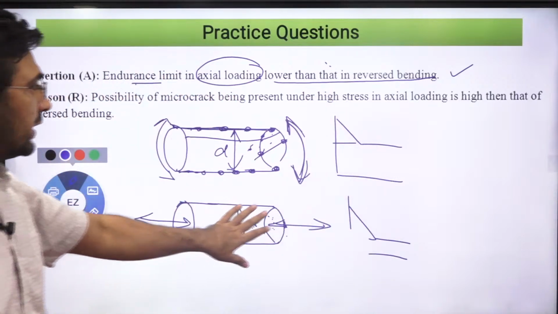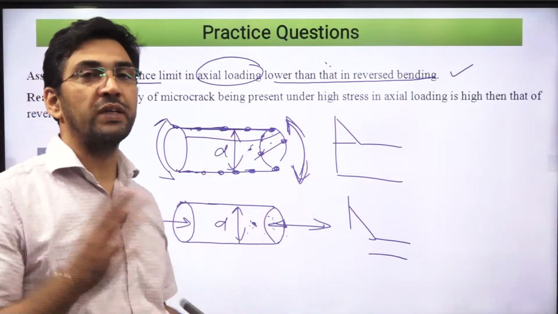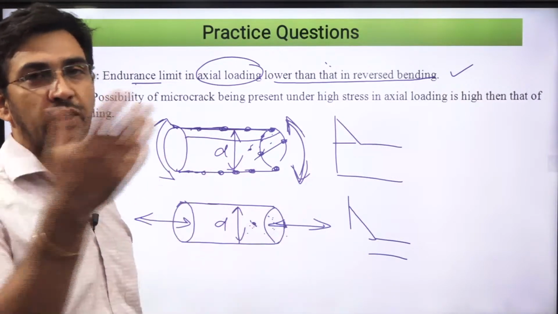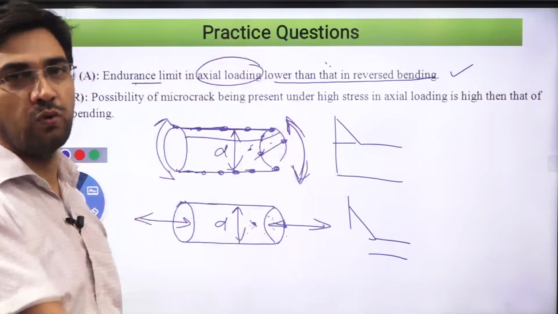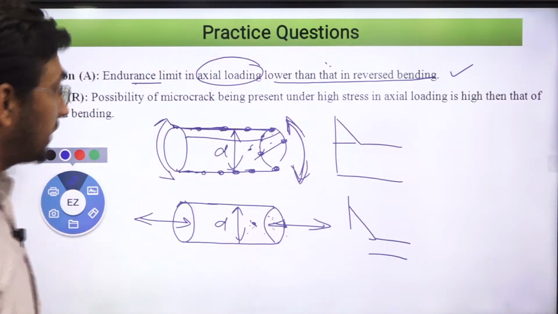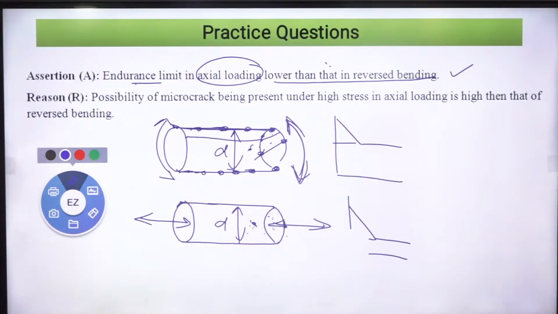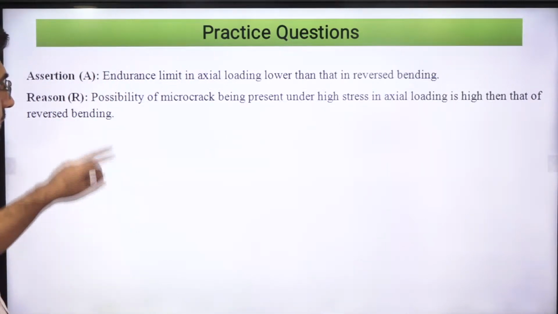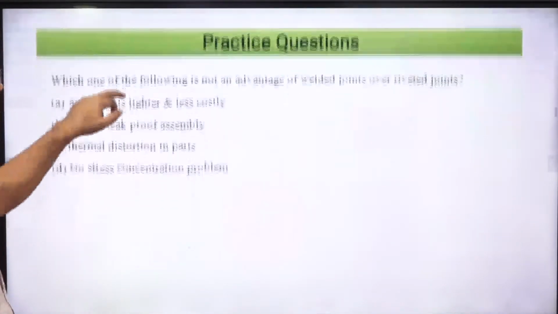And why? Because a larger area is getting subjected to the maximum value of the stress, and there is a higher possibility that any crack will be subjected to the maximum value of stress. Therefore, the overall endurance strength, its ability to carry the maximum amplitude of the stress, will decrease. So that is how. So this is correct. You can say both are correct, and this is the correct explanation for the first one. I hope you understood it.